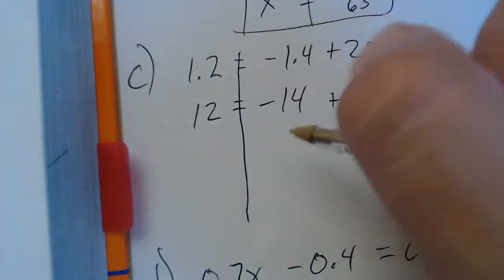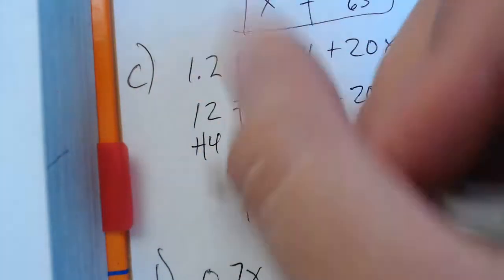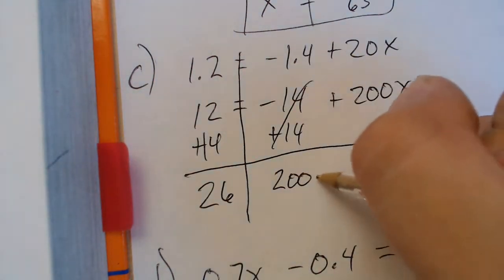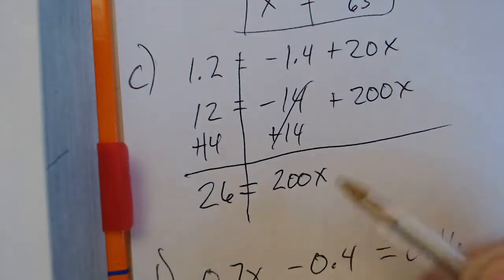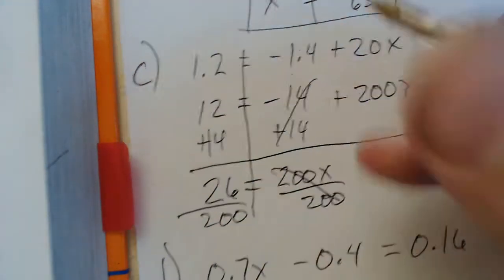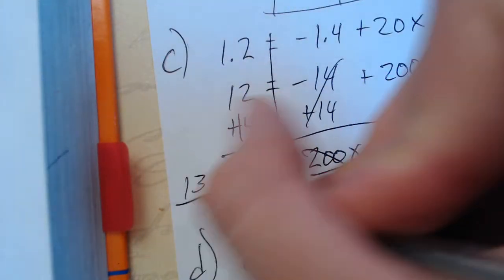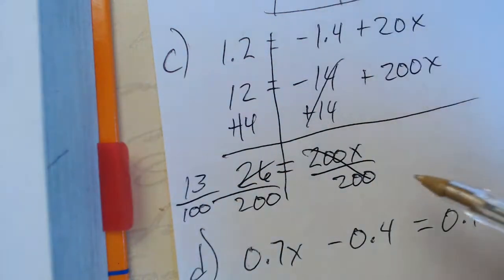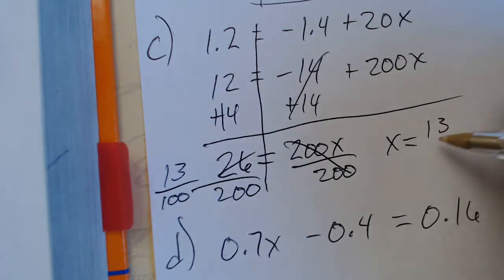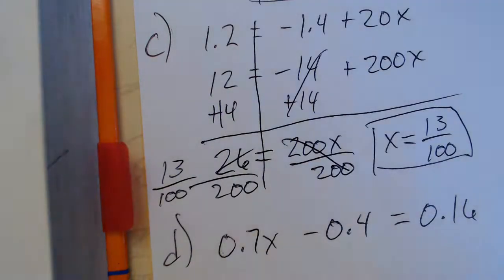So the opposite of negative 14 is positive 14. I'll add 14 to each side. That cancels. That becomes 26. And then we still have 200x on this side. So 26 equals 200x. We divide by 200 to get x. And then 26 and 200 can be divided by 2. 2 goes into 26 13 times, and 2 goes into 200 100 times. So all we're left with is x equals 13 over 100. And that's our final answer.